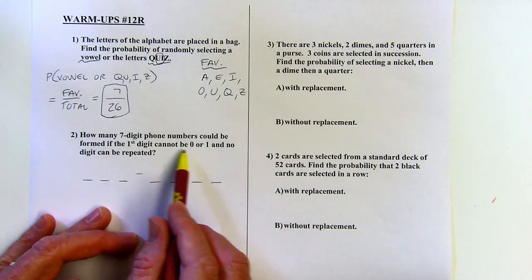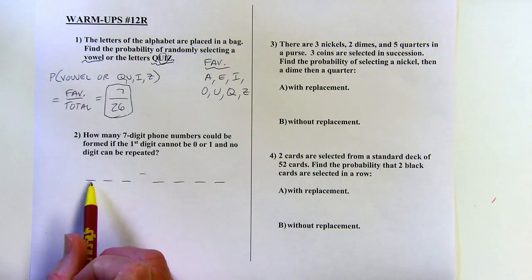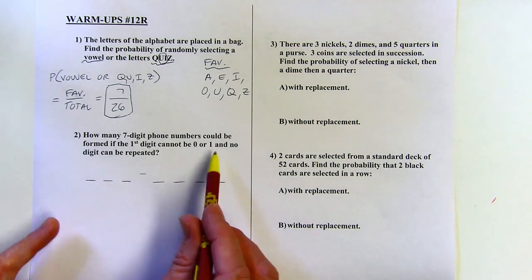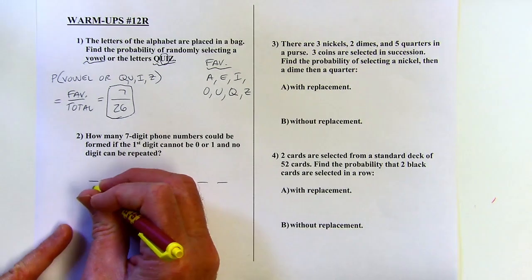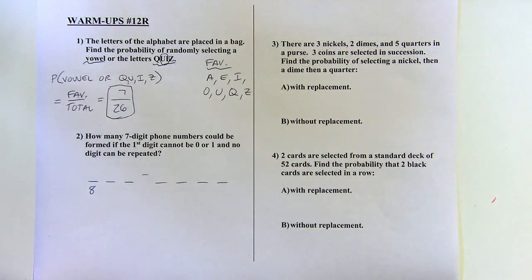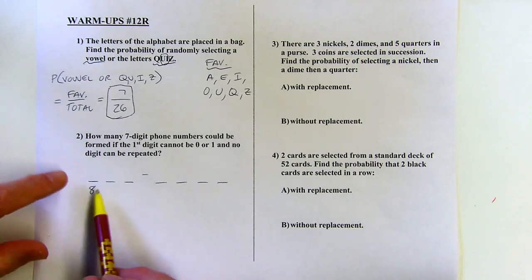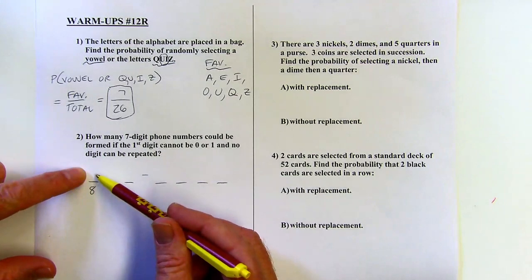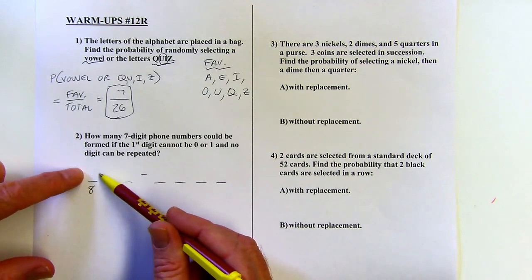It says the first digit cannot be 0 or 1. So the total digits we've got are 1, 2, 3, 4, 5, 6, 7, 8, 9, and 0. There are 10 total digits, but 2 of them can't be used in this first slot. That means there are 8 things that can be used here. Now we have to put some number in this first slot. So this is the number of options, right?